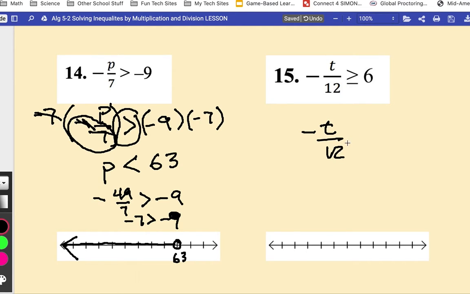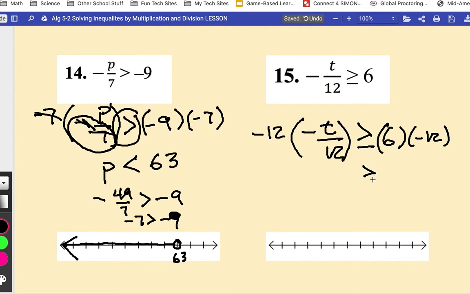So let's try another one. So we've got this situation here. We're going to multiply now by negative 12 because we want to get rid of that negative sign as well as this 12 in the denominator. So we'll multiply this by negative 12 as well, because whatever you do to one side, you do to the other. And see, I just made a mistake here. I started to write it the same way, and you can't do that.